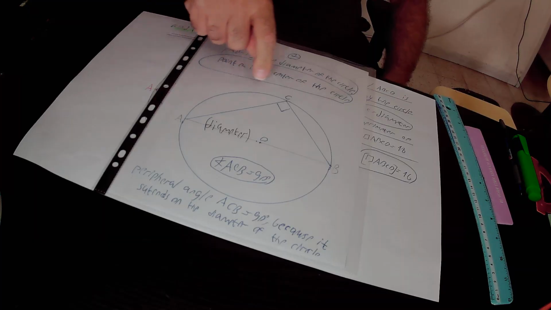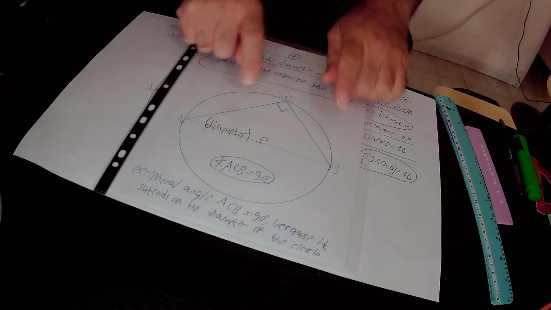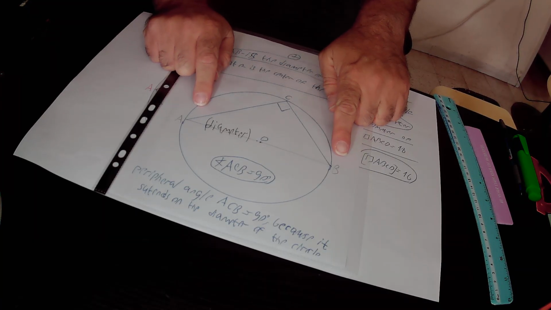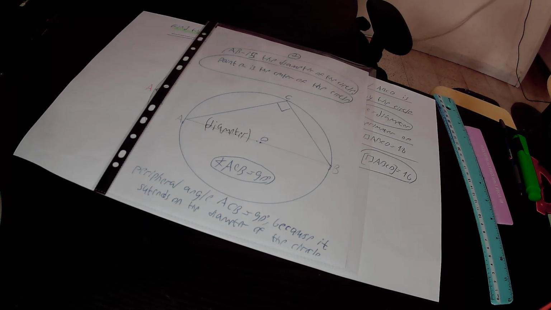This is peripheral angle ACB that subtends on chord AB, that is the diameter of the circle, and therefore it must be equal to 90 degrees in its side. So according to this rule 7, any peripheral angle that subtends on the diameter of the circle must be equal to 90 degrees in its side.